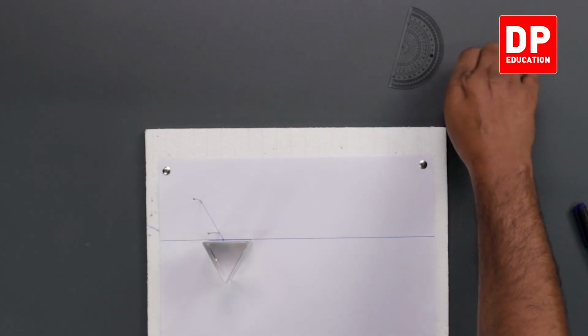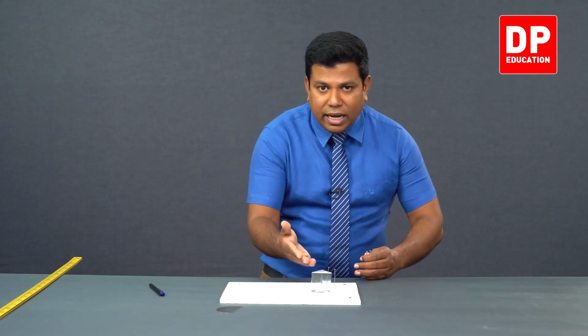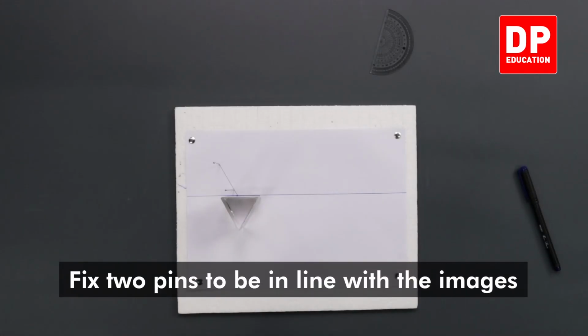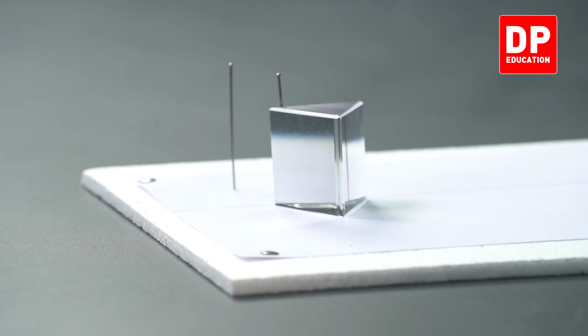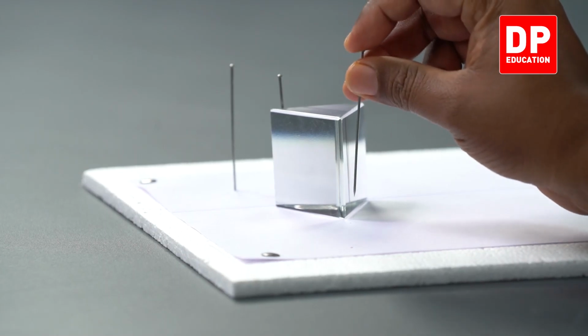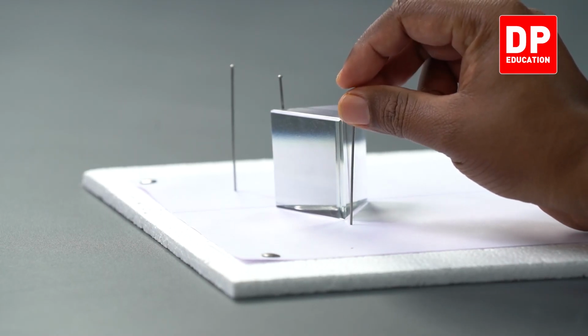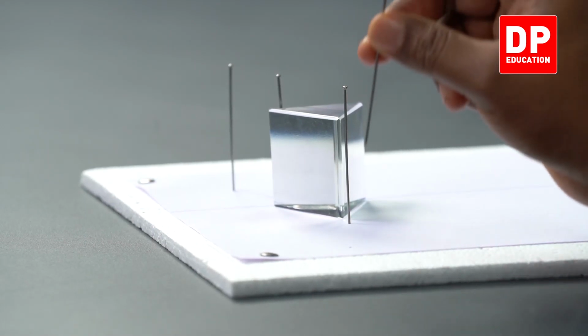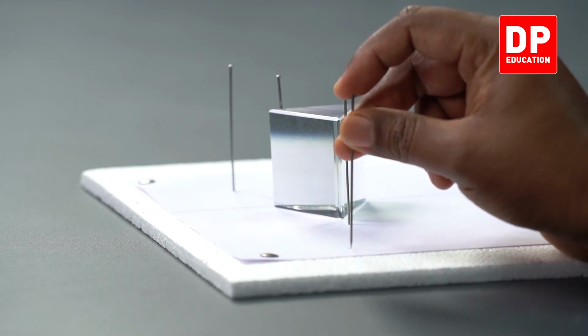For that, let us take two pins and I will be observing the emergent line from this end, and I will fix these two pins to be in line with the images of the already fixed pins. So, now you can see the two images which are already in line. Now, let me fix the first pin to be in line with those images. In the same line, let me fix the second pin also.